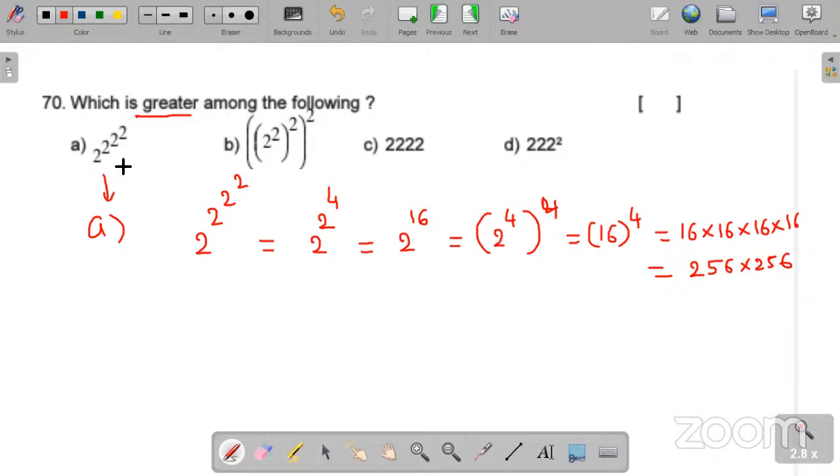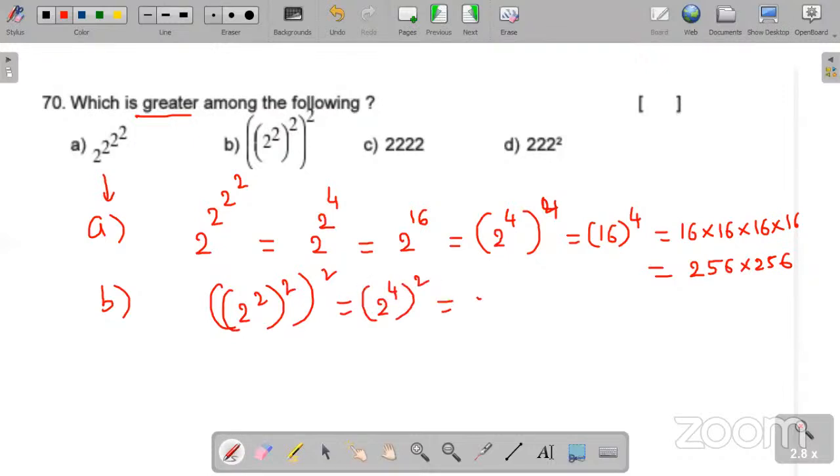So a very bigger value we will be getting. B means 2 square, whole square, again whole square. That means 2 square whole square is 2 power 4. This is 2 power 4 whole square, 4 into 2, 2 power 8. 2 power 8 means 2 power 4 into 2 power 4, that is 16 into 16. This is 256. Only 256 you will be getting. 2 square square is also very small.